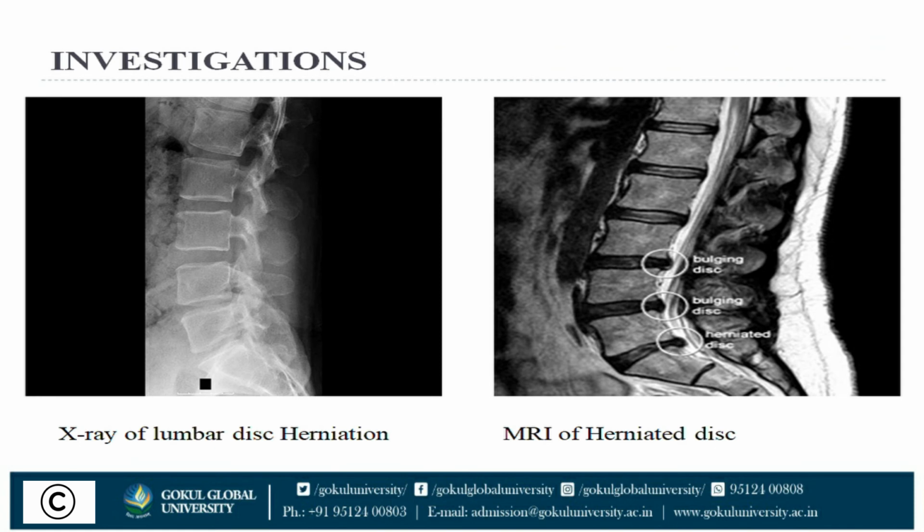Now, investigations. Plain X-ray does not show any positive sign in a case of acute disc prolapse. X-rays are done basically to rule out bony pathologies such as infections etc. In a case of chronic disc prolapse, the affected disc space may be narrowed and there may be lipping of the vertebral margin posteriorly. MRI scan is the investigation of choice. It shows the prolapsed disc, theca, nerve roots, etc. very clearly.